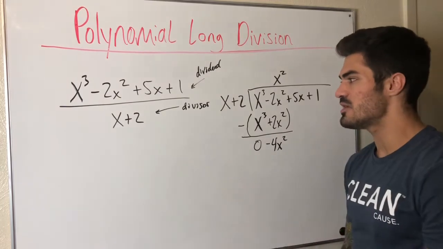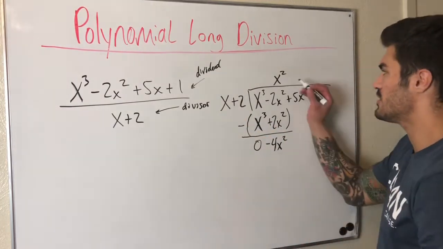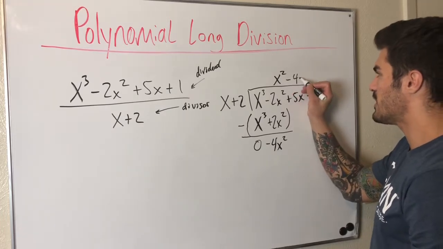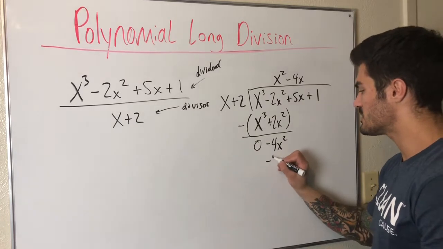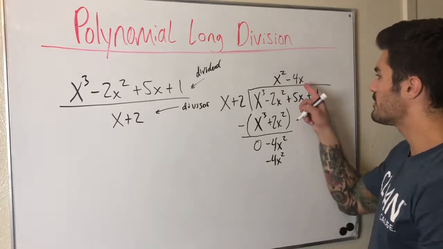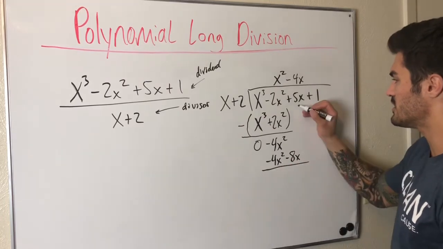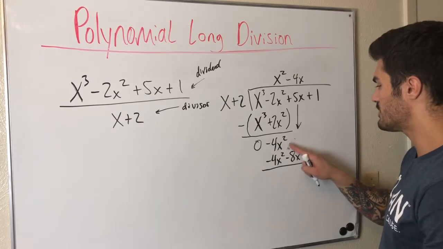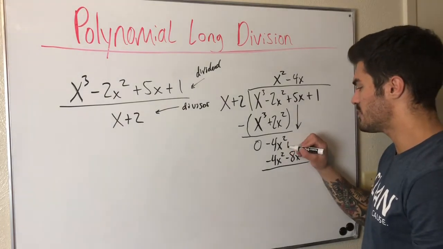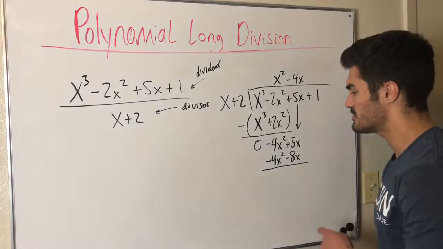Okay, so what do we have now? We're asking ourselves this same question. What do I multiply x by to get negative 4x squared? That's simply negative 4x, and I'm going to put that in my x column, right? And then I do the same process: negative 4x squared, negative 8x. But what did I forget? I forgot one thing. I have to carry this 5x down, right? Same process as regular division. This 5x comes down. Now I can subtract.